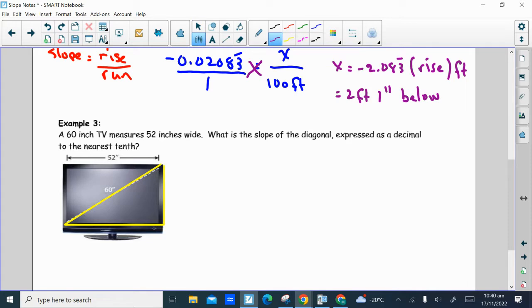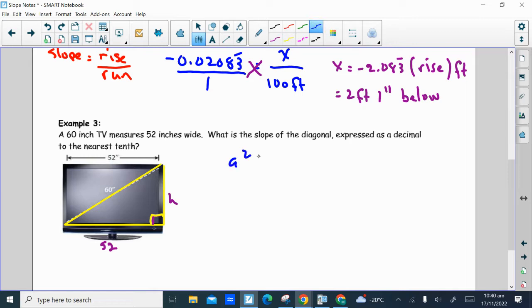So the base of the triangle would be 52 inches. We need to know what h, the height, is. But these three sides that I've drawn in yellow form a right triangle, which means we can use the Pythagorean theorem. Okay, we've seen this before.